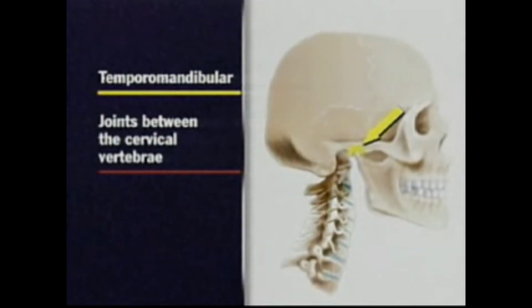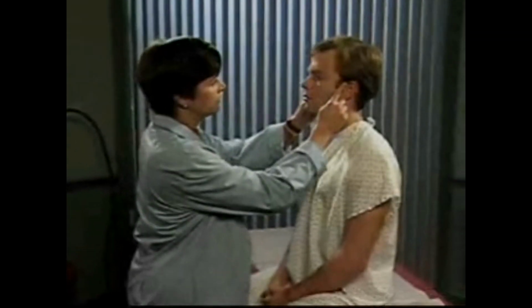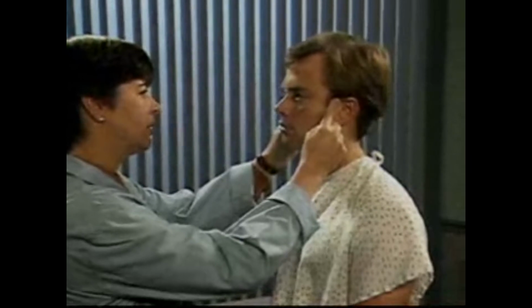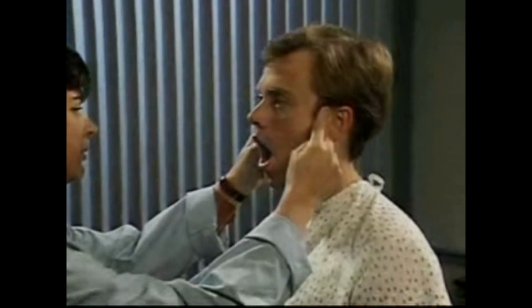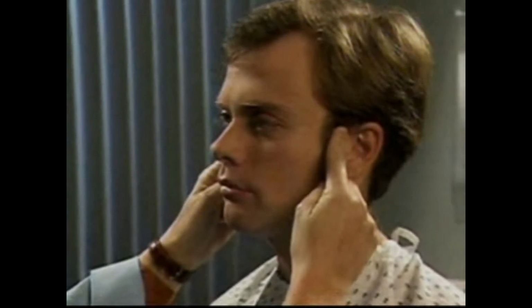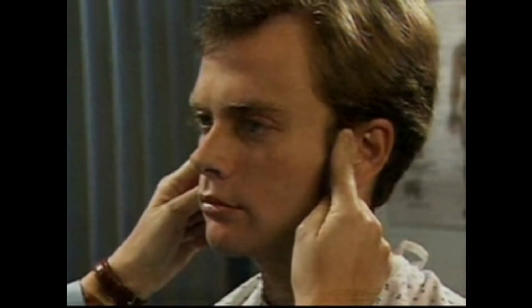Begin the exam by assessing the temporomandibular joint. Place the tip of your index finger in front of the tragus of each ear, and open and close your mouth. Then ask the patient to open his mouth. Good. Observe the movement of the jaw, feel for swelling, and note any tenderness or crepitus.